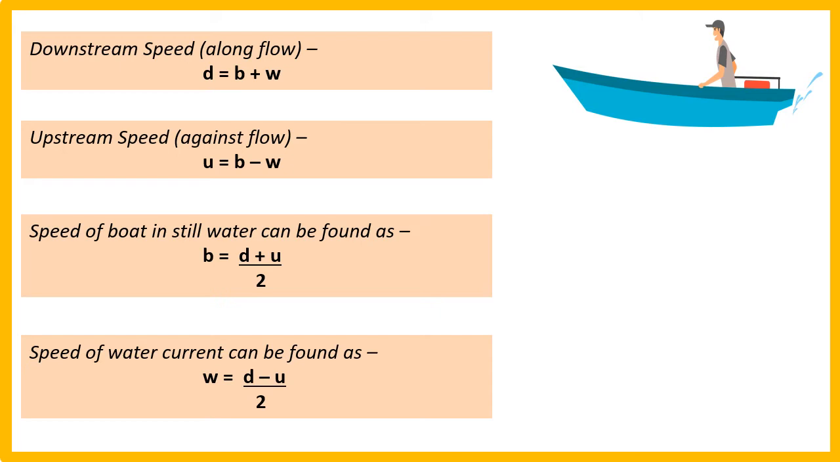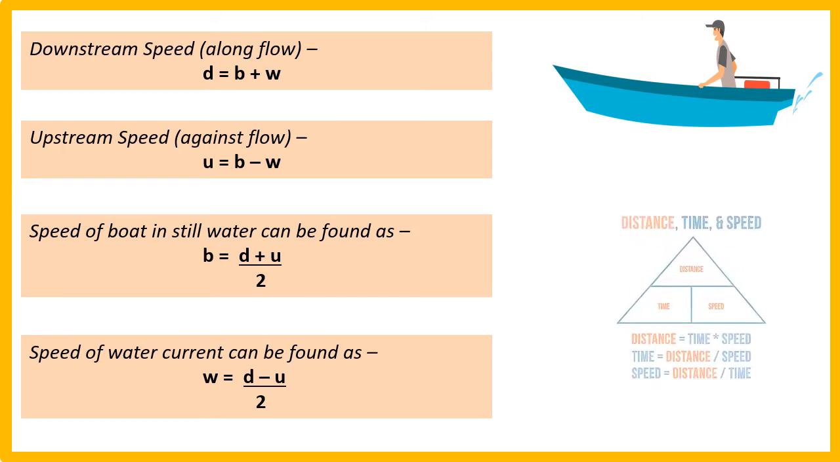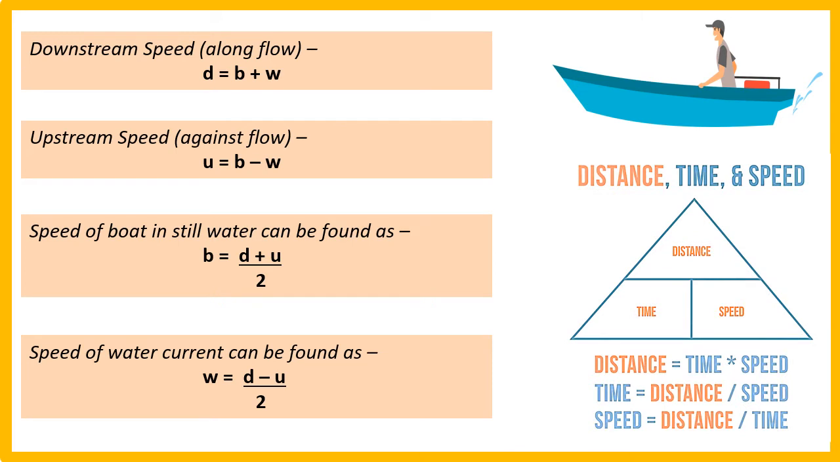Also, this topic is related to time and distance. So the relationship between the three variables is like this. Distance is a product of speed and time. Time is equal to distance divided by speed, and speed is equal to distance divided by time. Let us try out some numericals based on this topic.